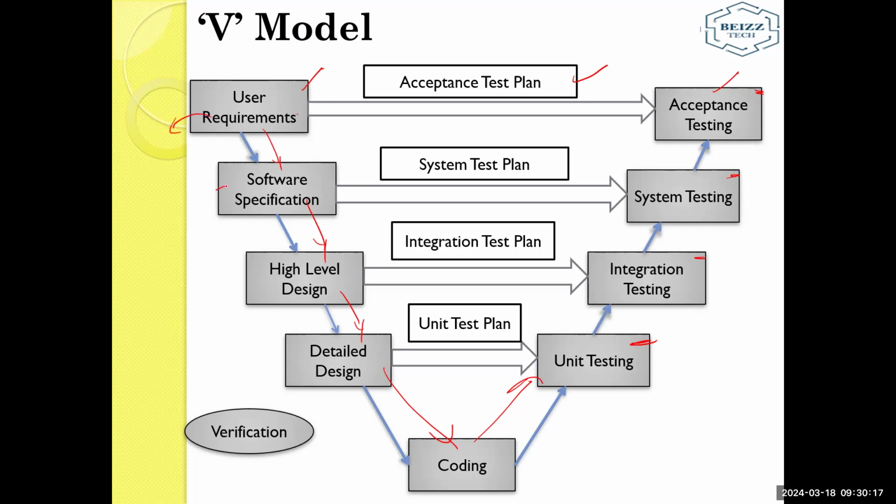Like after the document, we can do review. So this is called verification. The left arm of V is called verification and the right arm of V is called validation. This is your V methodology. Now guys, what are the benefits of V? What do you think? So obviously V is developed based on waterfall, but it has a benefit.